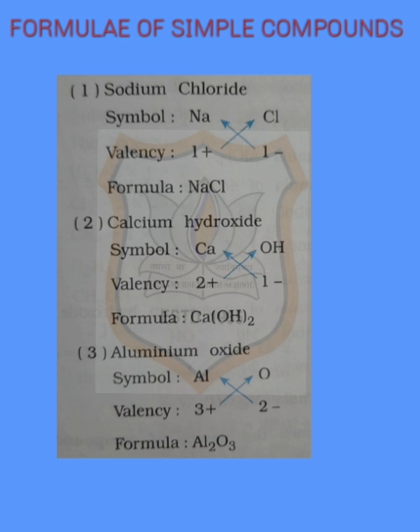This is a simple compound. The second one is calcium hydroxide, Ca(OH)2. Here calcium has 2 plus valency. It has 2 electrons in its outermost orbit, and it is a metal, so it will give away 2 electrons. That's why it has a plus charge, while hydroxide has 1 minus. On combining these, we write OH twice, so OH is written 2 times in the bracket. The same goes for aluminium oxide, Al2O3.